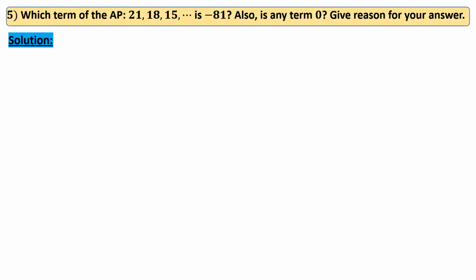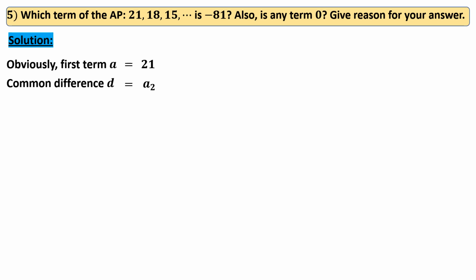Now, fifth example. Which term of the AP 21, 18, 15 and so on is minus 81? Also, is any term 0? Give reason for your answer. Obviously, first term A equals 21. Common difference D, how do we find this? Either A2 minus A1 or A3 minus A2. A2 minus A1 equals 18 minus 21. This is equal to minus 3.